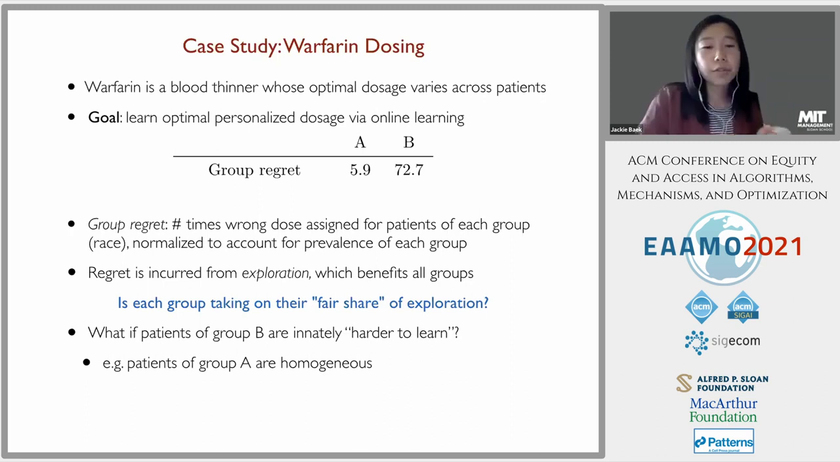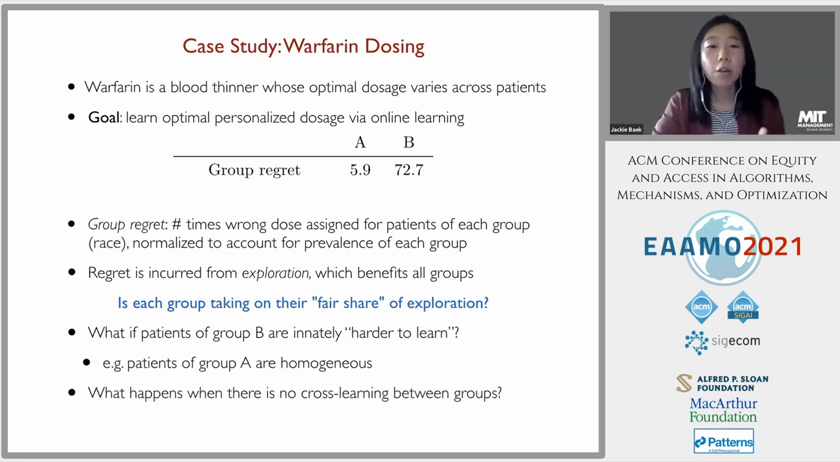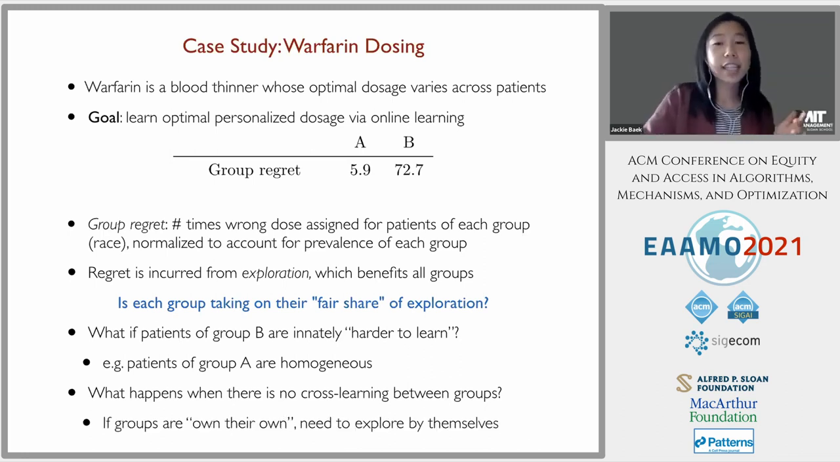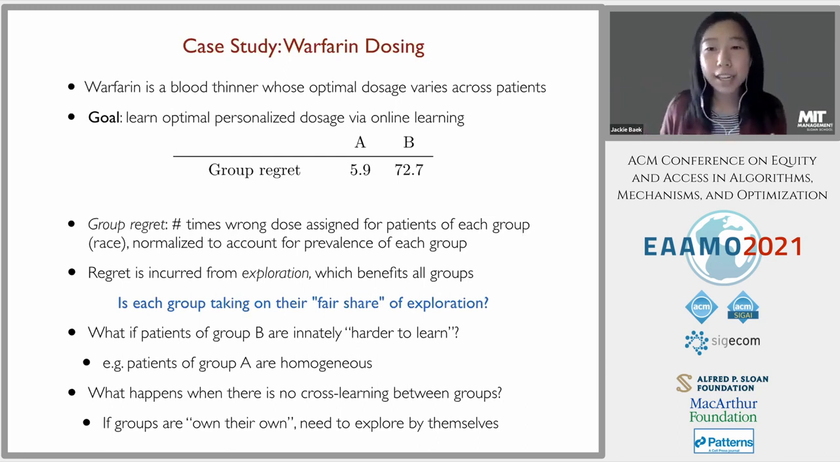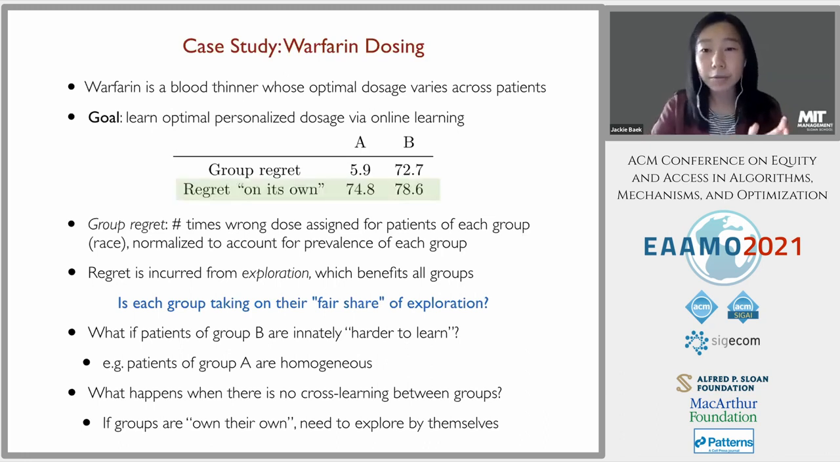So to address this issue of innate hardness, we want to understand how much cross-learning there is between the groups. We're going to consider the hypothetical scenario where there's no cross-learning across the groups. Each group is on their own and they have to explore on their own, so they can't rely on the other group to do the exploration for them. We evaluate this hypothetical scenario, and here are the results that we get.